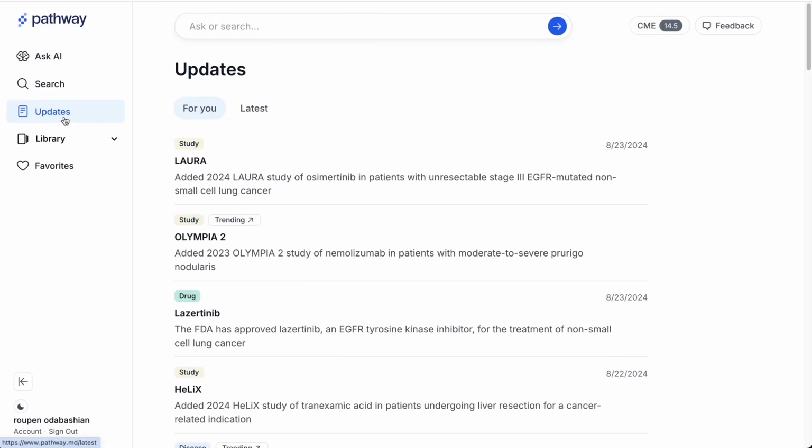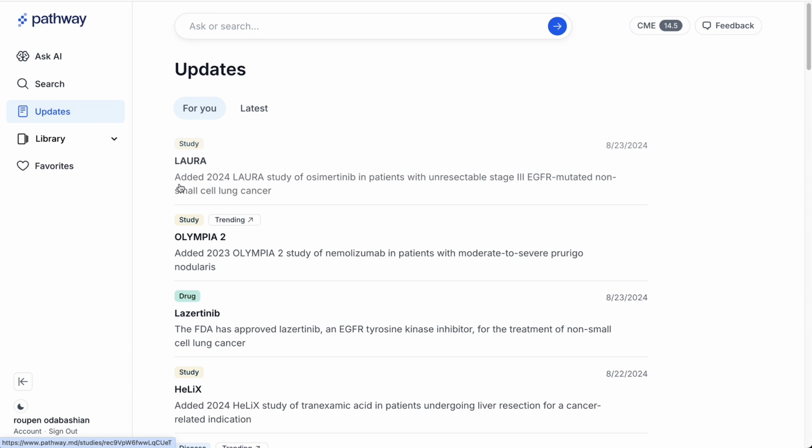Then I want to talk about the updates tab. Updates about the latest research, and then here you have two categories, For You and Latest. For You mainly shows me updates related to me, like my specialty, which is very good because instead of going and subscribing to newsletters, you get research updates here.